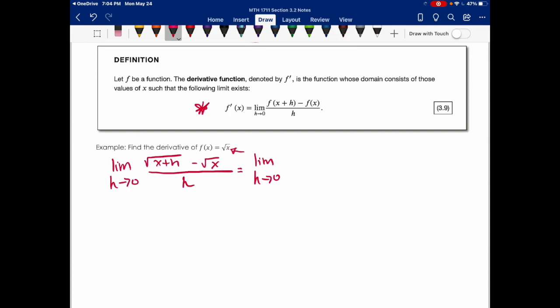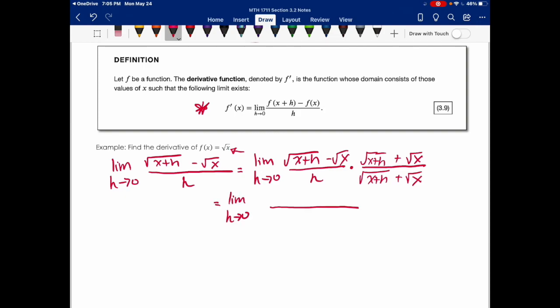So for the next step, I'm going to multiply by the conjugate. Typically, when you have roots involved, not all the time, but most of the time the conjugate trick works. So I'm going to take the square root of x plus h minus the square root of x over h. And I'm going to multiply the top and the bottom by the conjugate, which is the square root of x plus h plus the square root of x. And I got to do that on the top and the bottom so that this is algebraically correct.